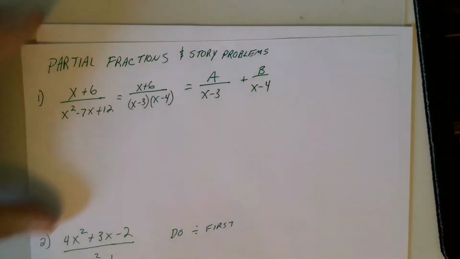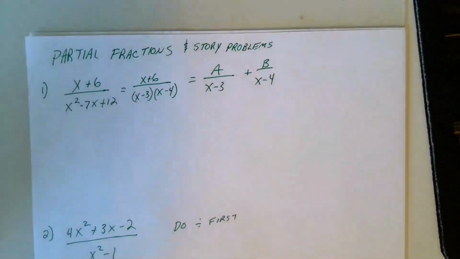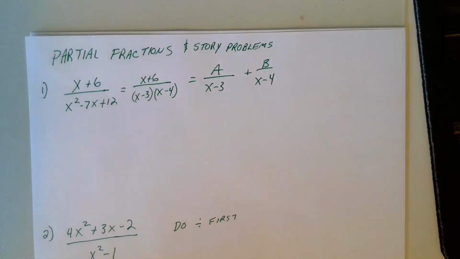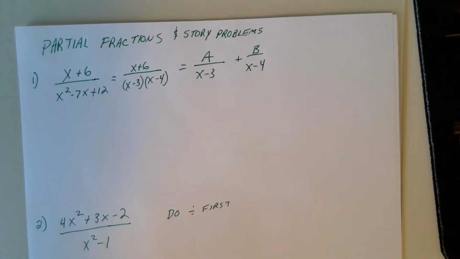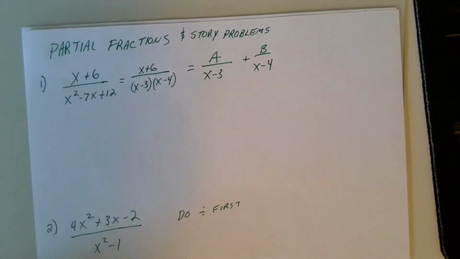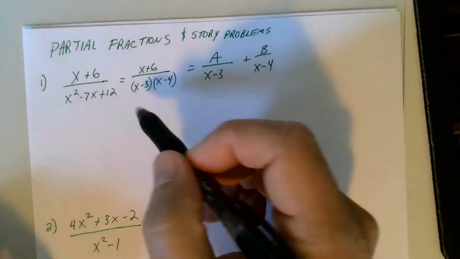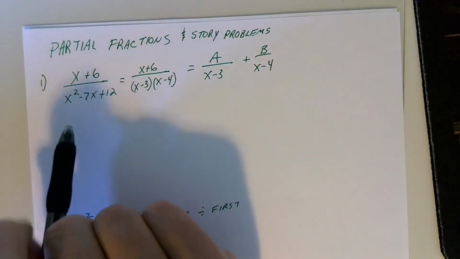Bells. This is a section we're going to call a mixed bag of stuff. Partial fractions, some story problem things, and how to use systems to maybe find regression equations for stuff. So I'm going to start off with this one right up here, and if you want to, you can go ahead and copy it down.